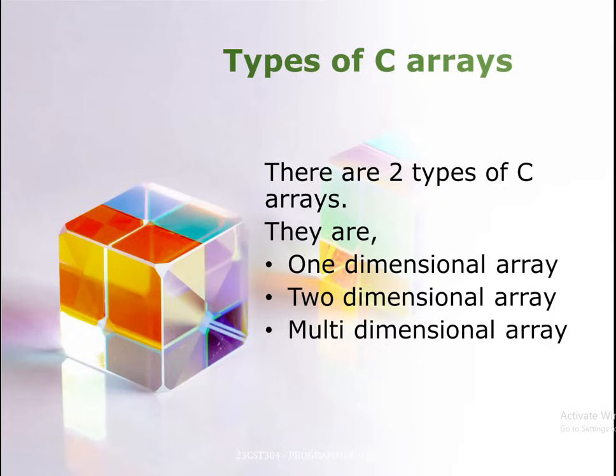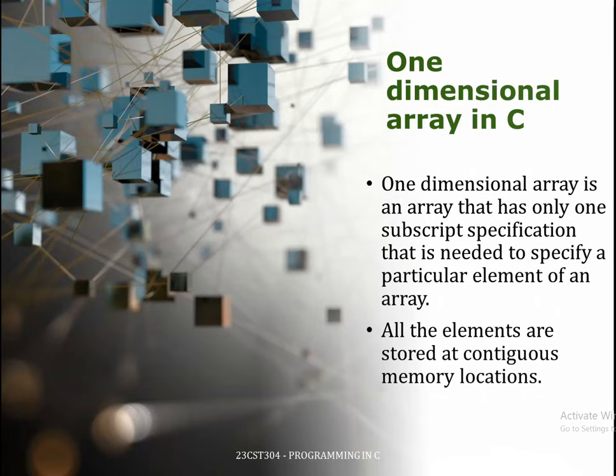A two-dimensional array stores data in rows and columns. You can think of it like a table or a matrix. For example, storing the marks of students in different subjects. Multidimensional arrays are an extension of two-dimensional arrays. They are mainly used in advanced programming applications such as graphics, scientific calculations, and simulations. In today's class, our focus is only on the one-dimensional array because it is the basic and most commonly used type. Now let us understand the one-dimensional array in detail.